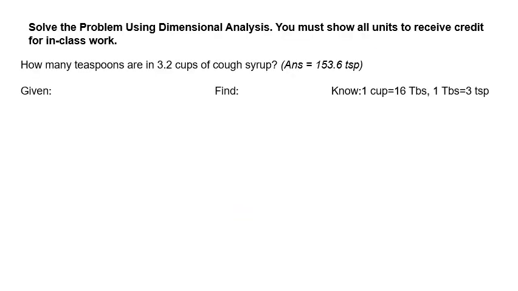Okay, let's do another problem. How many teaspoons are in 3.2 cups of cough syrup? So our given is 3.2 cups. We want to find teaspoons, and the abbreviation for that is little t, little s, little p.